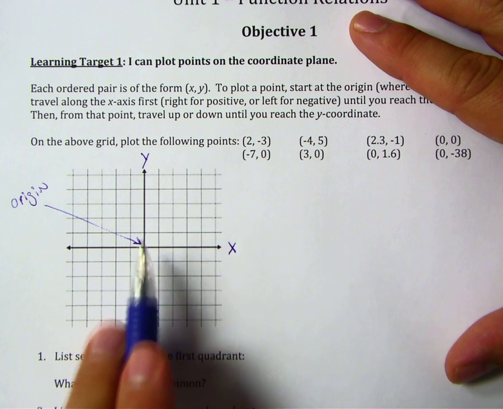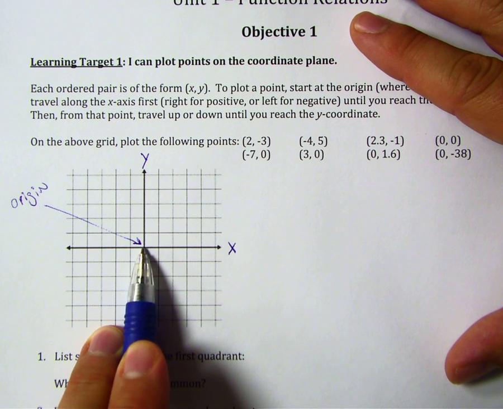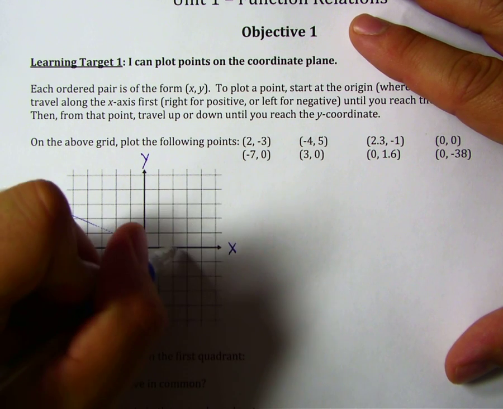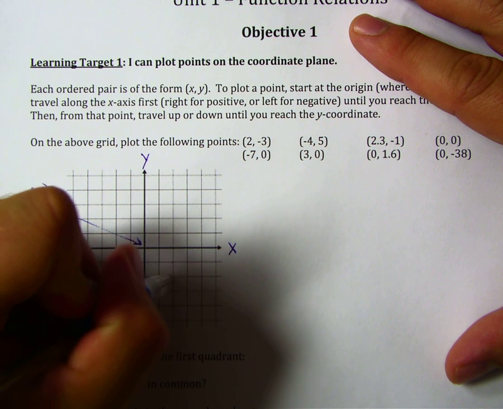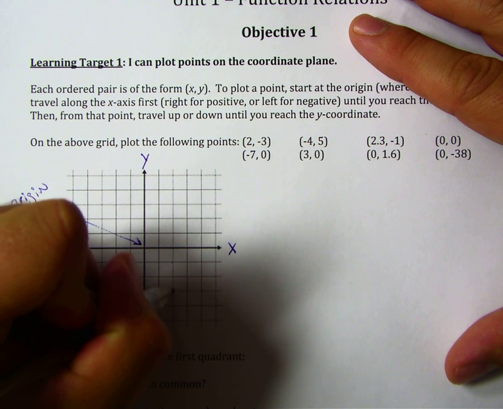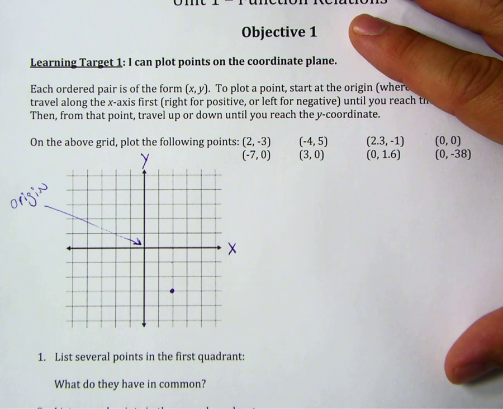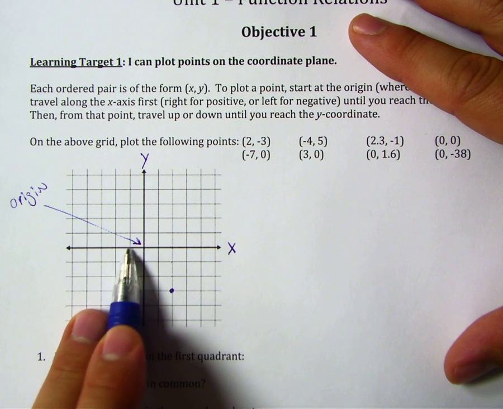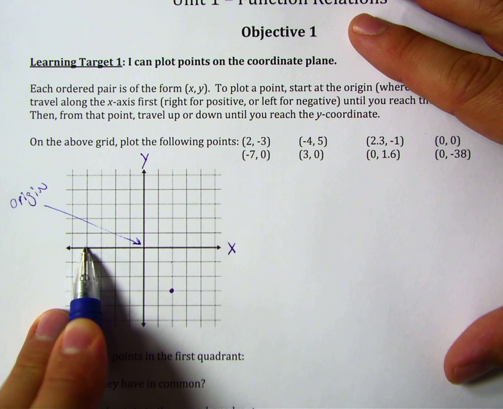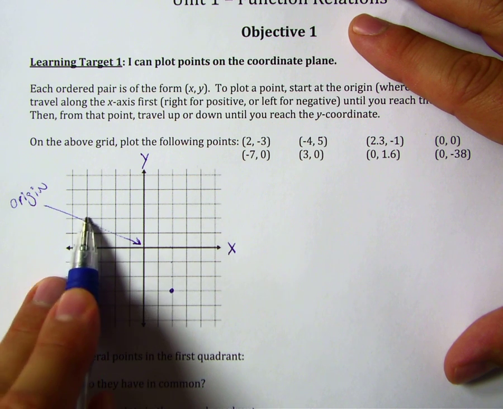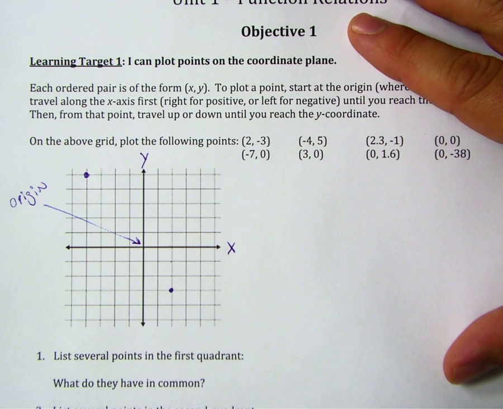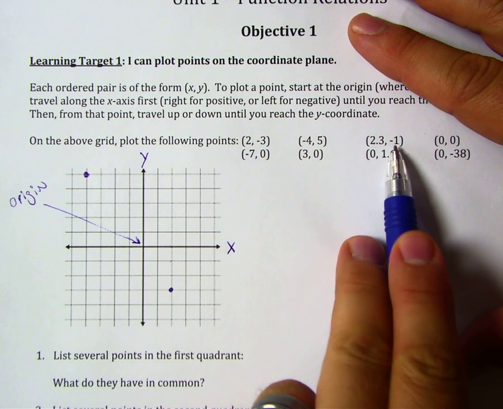All right, but we're going to plot these points. So (2, -3). I'm going to start in the middle at the origin, and then for my x, I go left to right, right when it's positive, 1, 2, to the right, and then I'm going to go down 3 because it's negative. So that is the coordinate (2, -3). Then I'm going to do (-4, 5). I'm going to go negative to the left because it's negative, and then I'm going to go up when it's positive, and then I'll put my dot right there. That is (-4, 5).